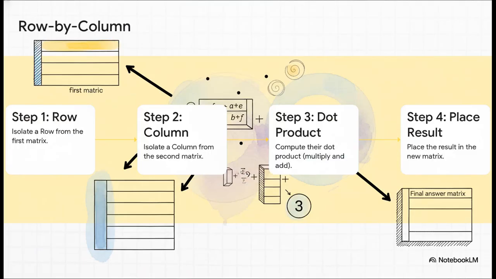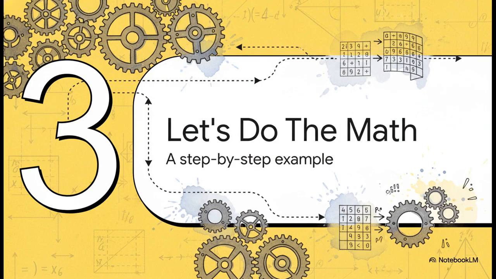All right, so once we're past the bouncer, we can actually start the math. And it's all in the name, row by column. You literally take a row from the first matrix and a column from the second. Then you do something called a dot product, which sounds fancy, but it's not. You just multiply the first numbers together, the second numbers together, and so on, and then you add all those little answers up. That one final number you get becomes a single spot in your new matrix. Then you just repeat.